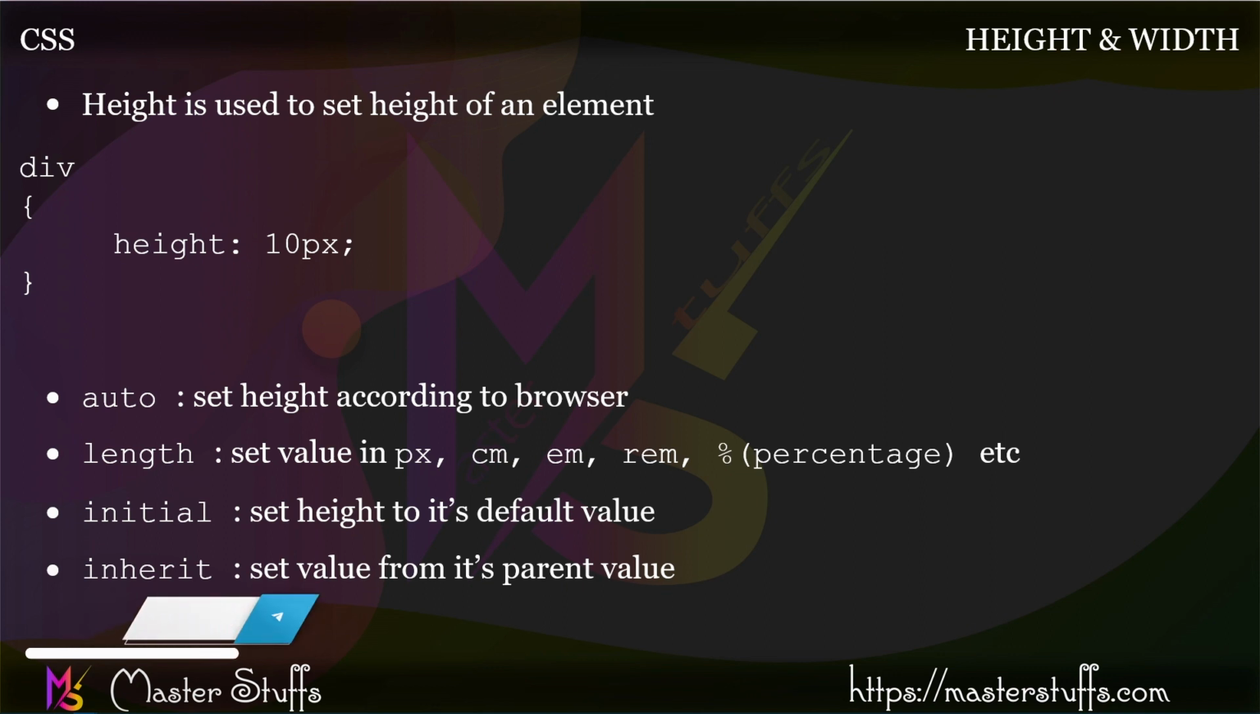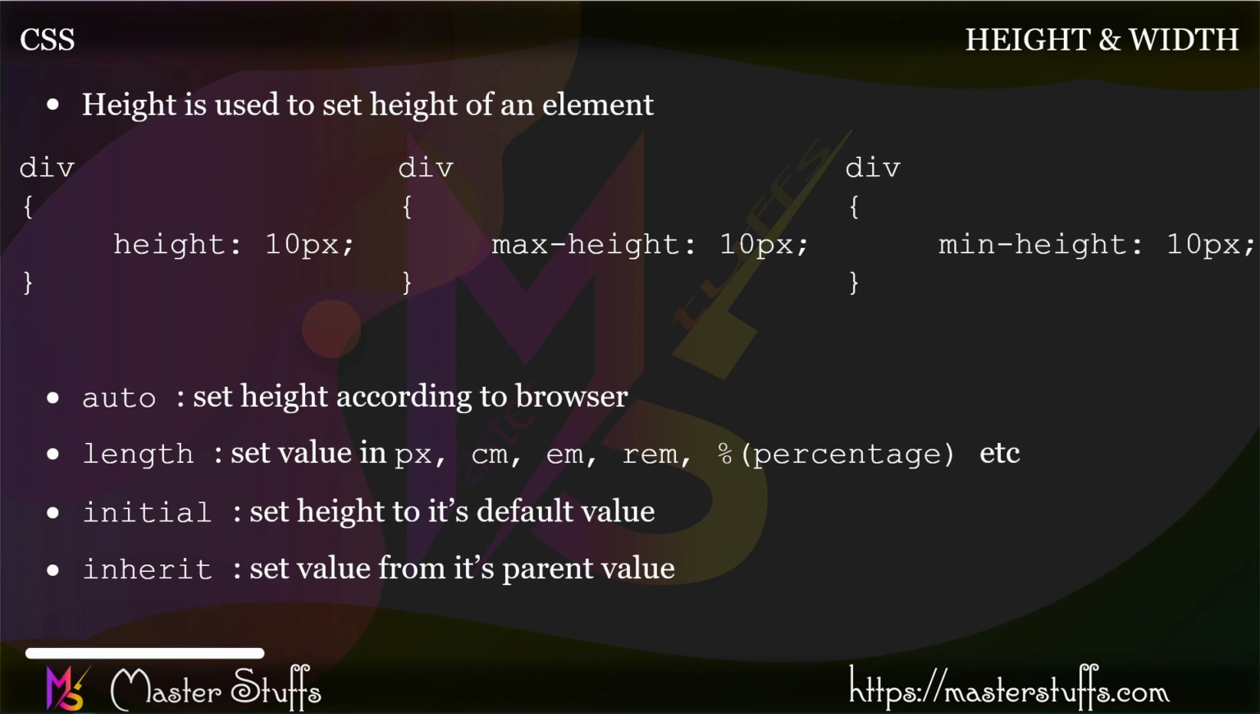So let's proceed. After that, the maximum height. The maximum height syntax is like this. You just have to write max hyphen before height, so it will be max-height. So what is the maximum height? If you write max-height and set a value to this, it will not go beyond this value. After that, the minimum height also: if you set a minimum value, then the height will not go lesser than this.